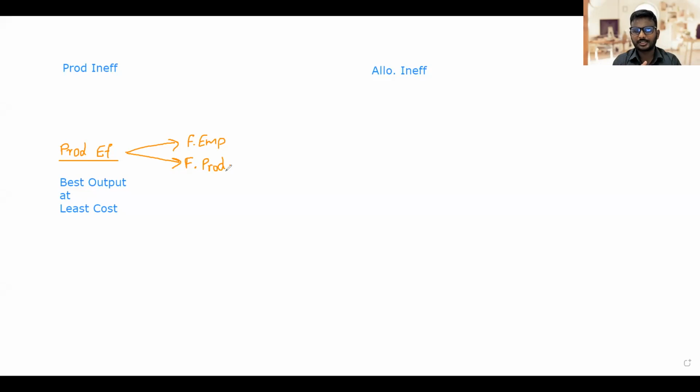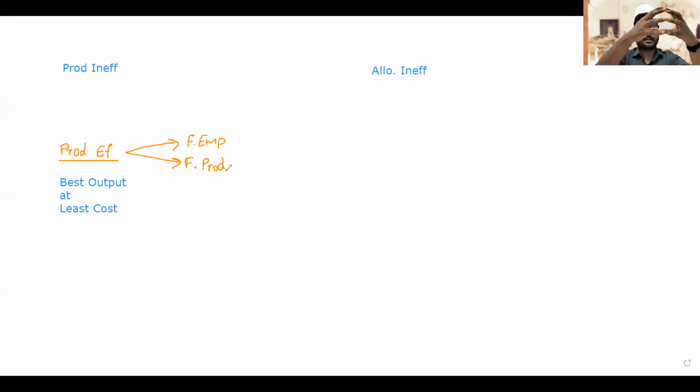Nothing is wasted. Productive inefficiency means not full employment, no full production. That means there are some resources unused, some resources unemployed, some resources underutilized, underemployed. So that means resources are wasted. So first you say, what is productive inefficiency.